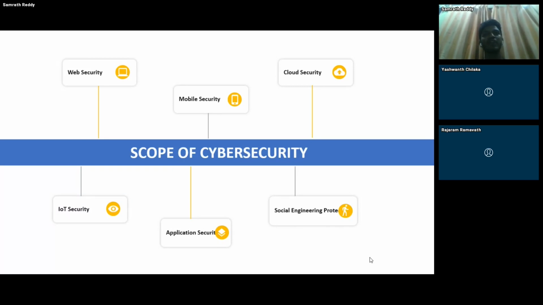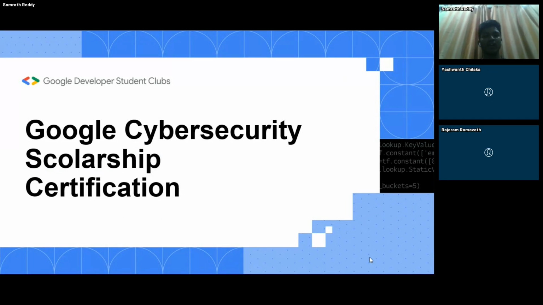Even IoT security covers things like your home CCTV camera or home security system. And social engineering protection concerns the data available about you on the internet. But you can be safe. Cybersecurity is not restricted to some part. Every person, interested or not, should at least know how it is used in day-to-day life.